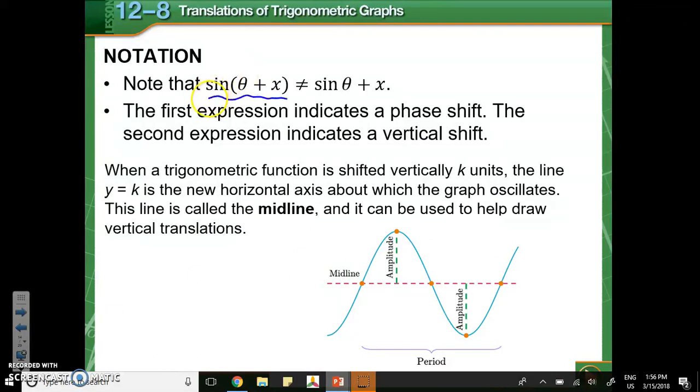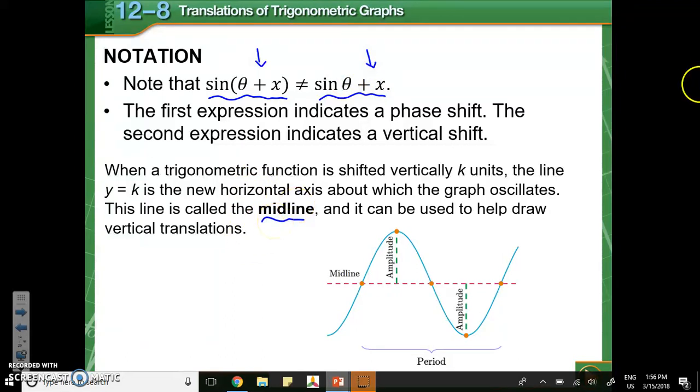This, where my x is added to the theta inside parentheses, and this are not the same. This one would be a phase shift. It would move x units to the left. This one is a vertical shift, x units up. Okay, so those parentheses are a huge deal. In this one, I'm adding theta to x and then taking the sine. In this one, I'm finding the sine of theta first and then adding x. So they're very different.